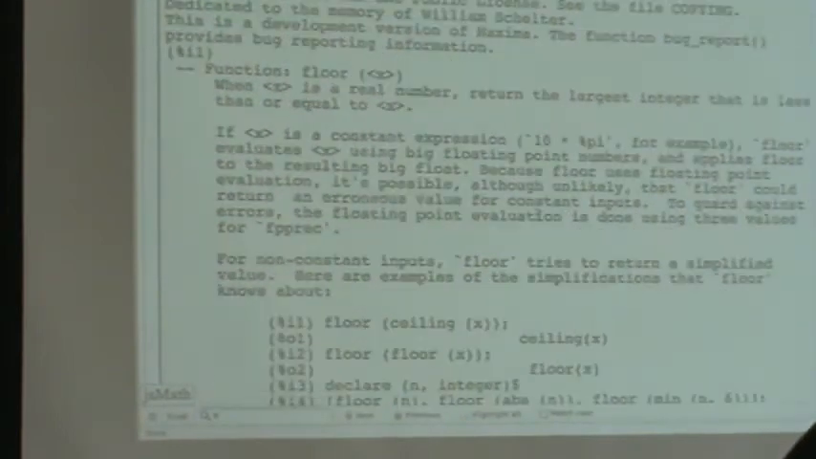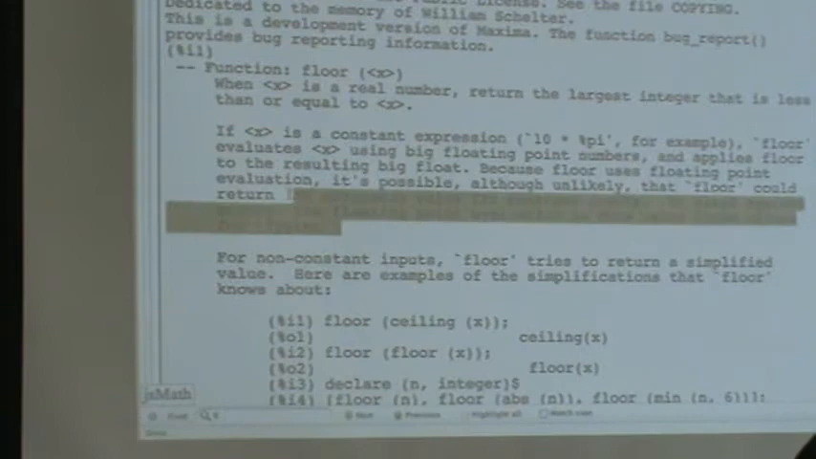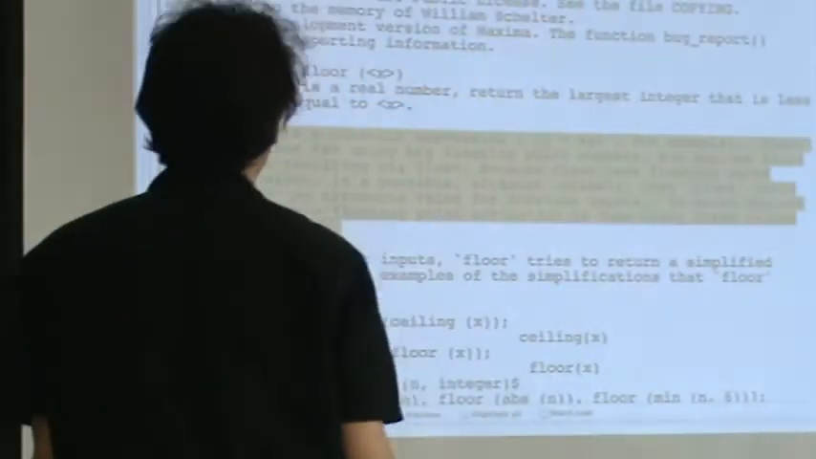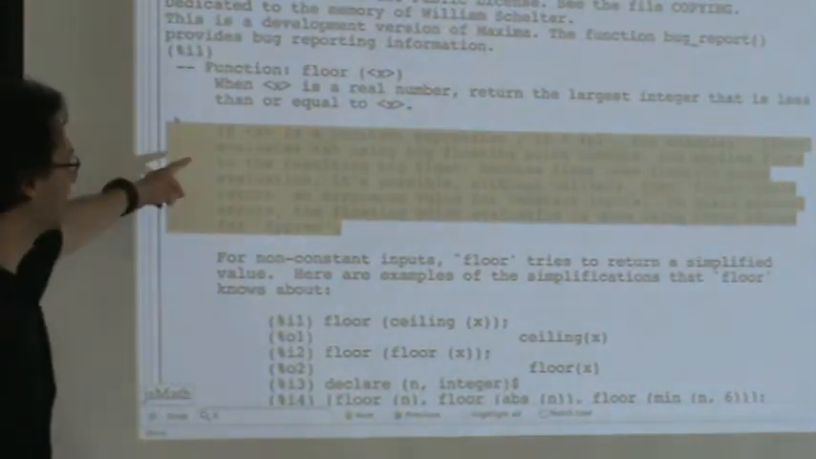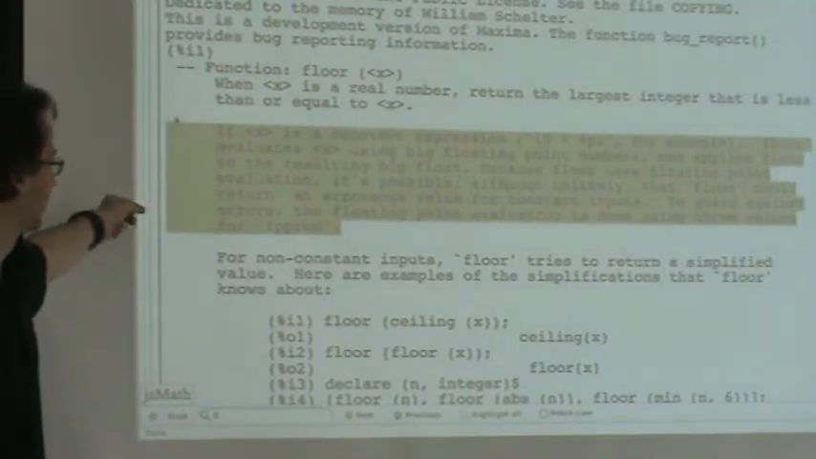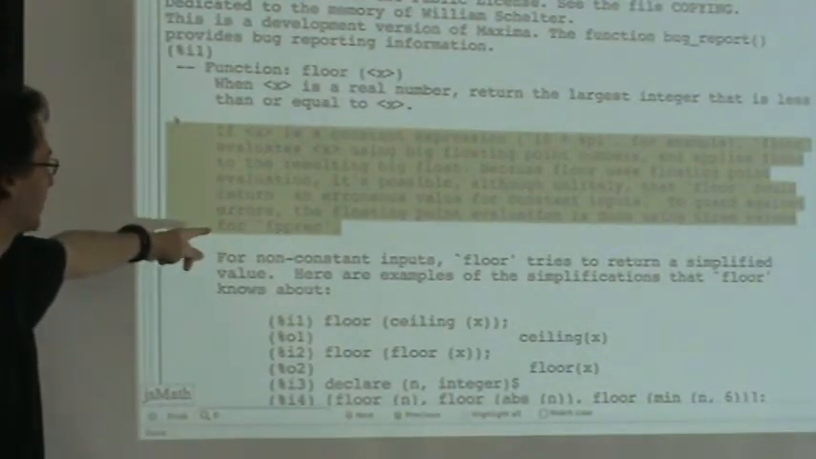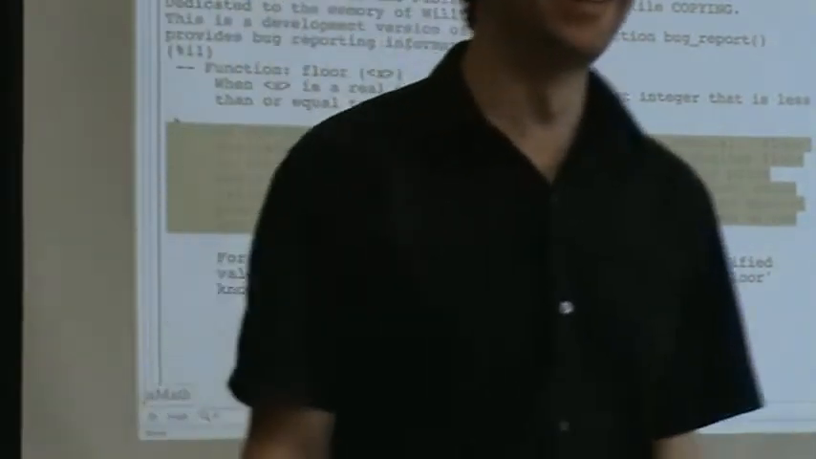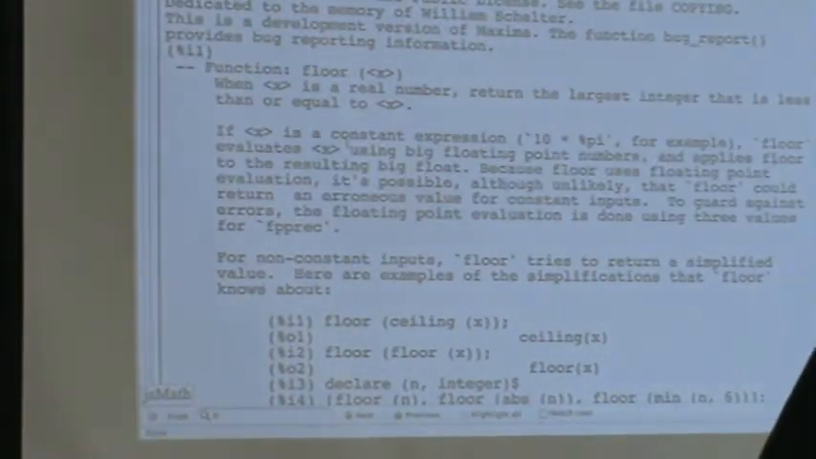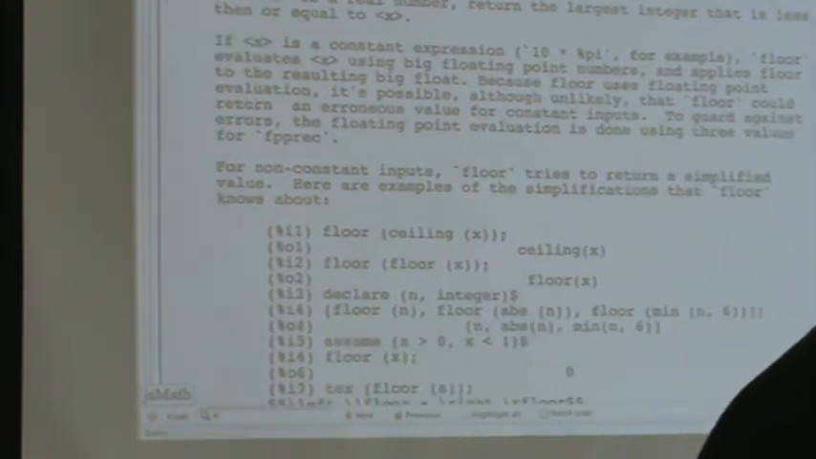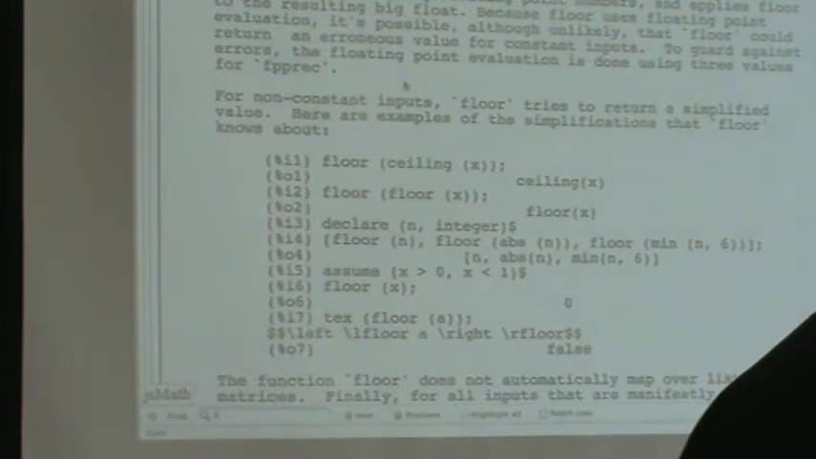Oh, it looks like they've updated their, maybe they've, look at this. So here you can actually see them explicitly saying that it doesn't really work, in a sense. They say they use floating point evaluation. It's possible, though unlikely, that floor could return an erroneous value. To guard against this, a floating point evaluation is done using 3 values. So, I don't know. As a mathematician who wants right answers out of my software, that makes me very nervous. Doesn't say what 3 values and why are they doing that in the first place.